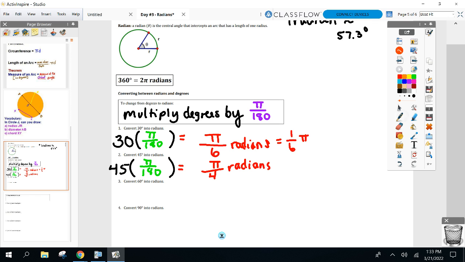Again, I'm doing this with you today because tomorrow I'm going to show you a formula that only works if your angle measures in radians. So we have to be able to convert.